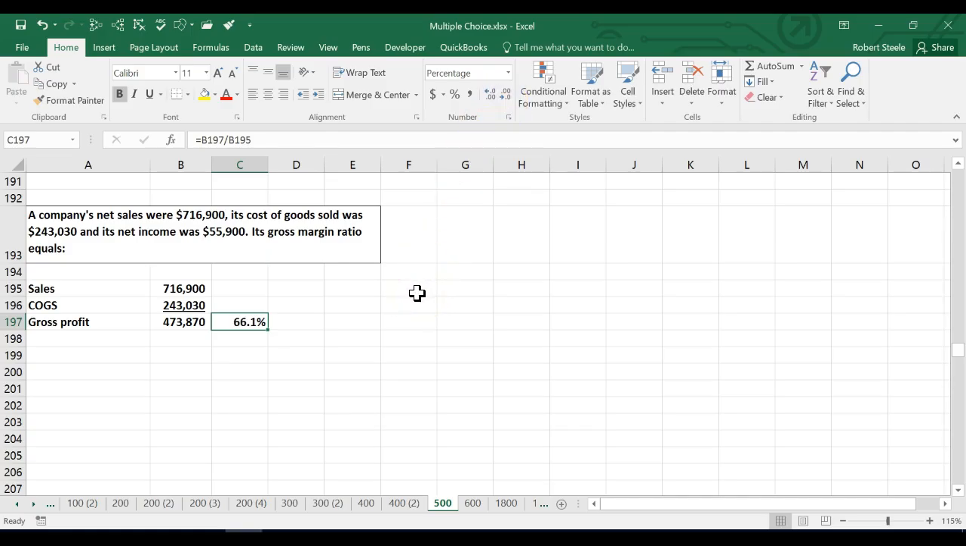So basically for every dollar of sales that we make, we're keeping 66 cents basically. That's going to be the gross profit ratio.